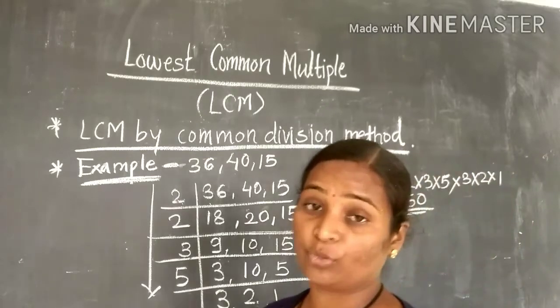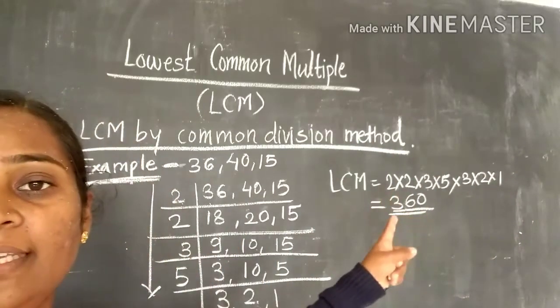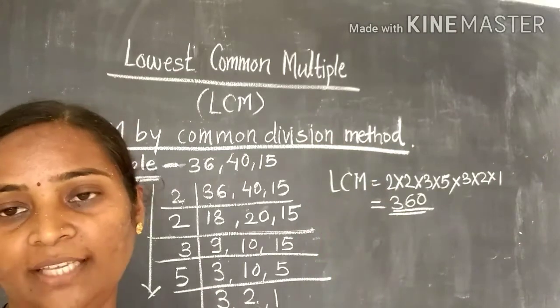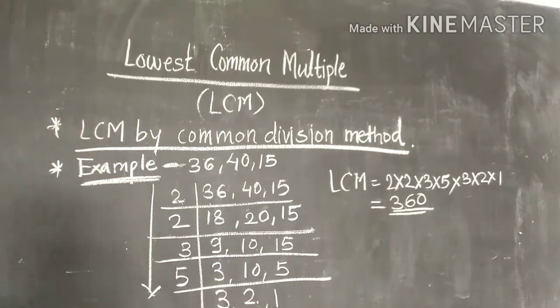So next procedure, for finding the LCM, you have to make the product of all divisors and undivided numbers. I hope you have got these two methods. Now we will go towards the exercise.